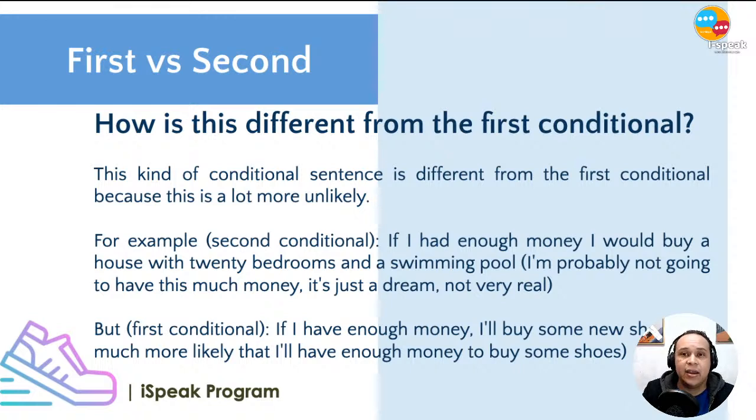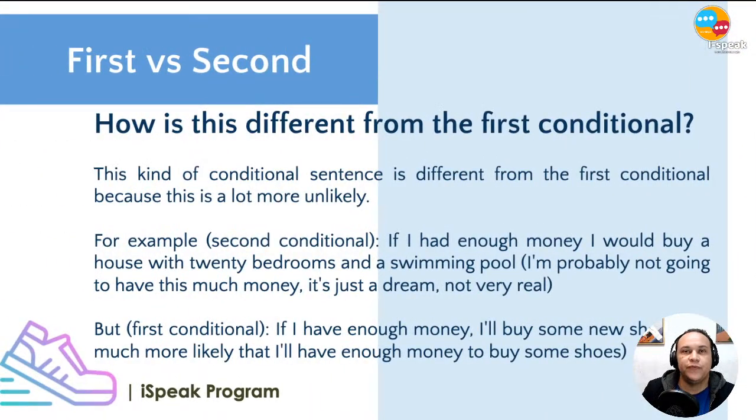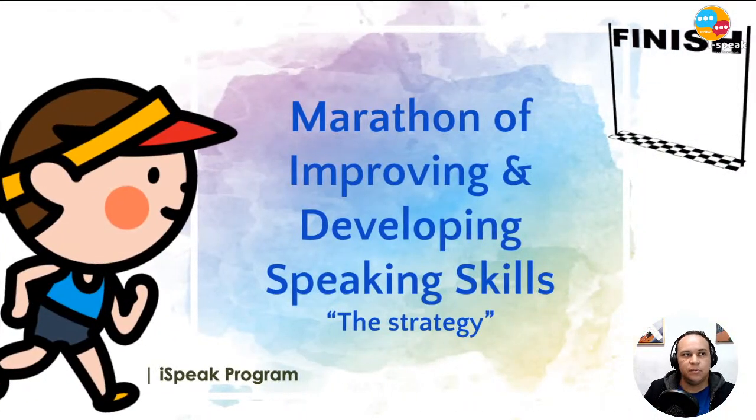So if I have enough money, I will buy some new shoes, which is true. It's not as expensive as a house. So in other words, it's much more likely that I have enough money to buy some shoes rather than a house that has 20 rooms, right? Anyway, that's the review of the second conditional. I know, I'm just trying to speed up because I want to focus on the strategy, right?